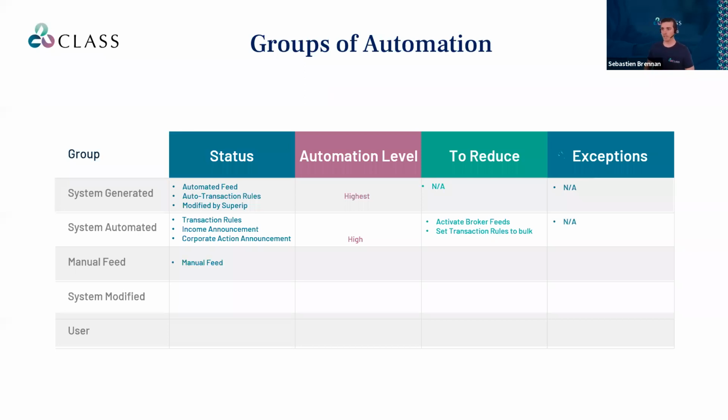The manual feed, so again, these are going to be the manual feed transactions. And we have here a medium level of automation. So with these ones, to reduce those types of transactions, again, we can look at activating more broker and wrap feeds. And in terms of exceptions, well, we've got some, these are the types of transactions you would expect to see as a manual feed.